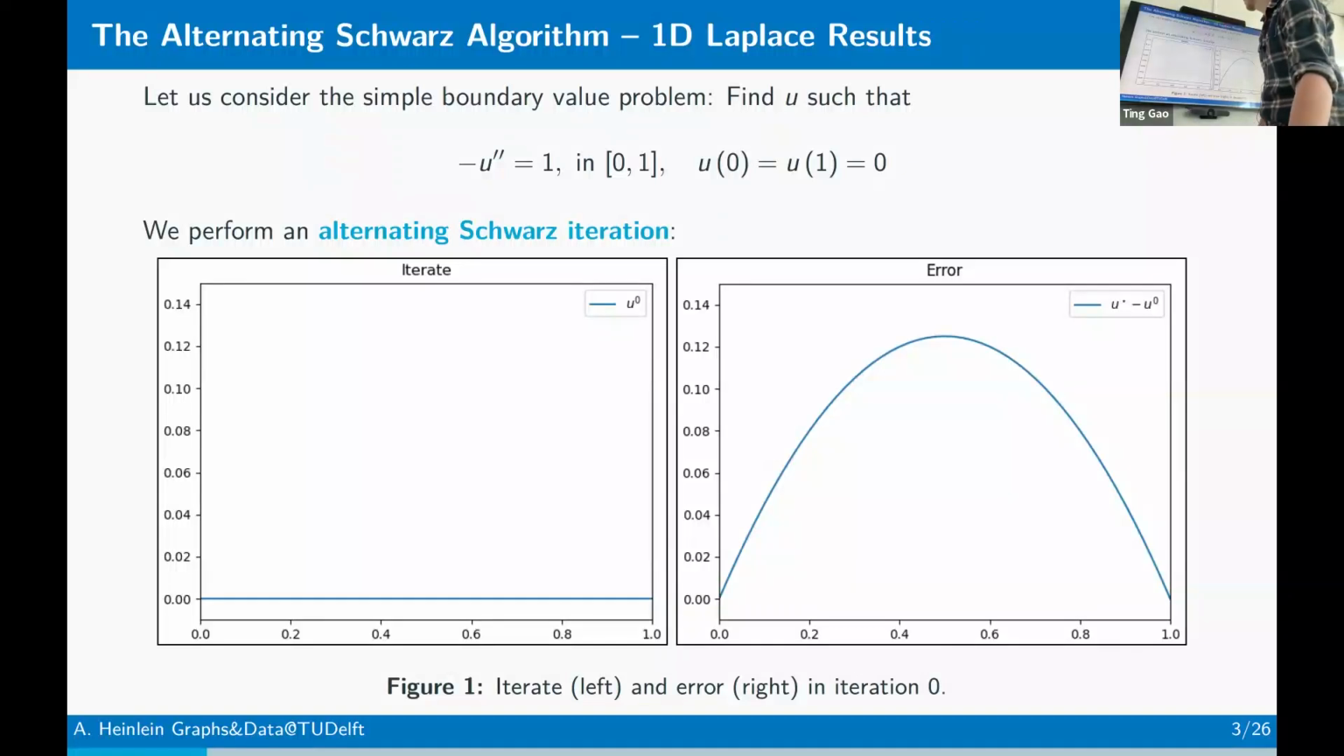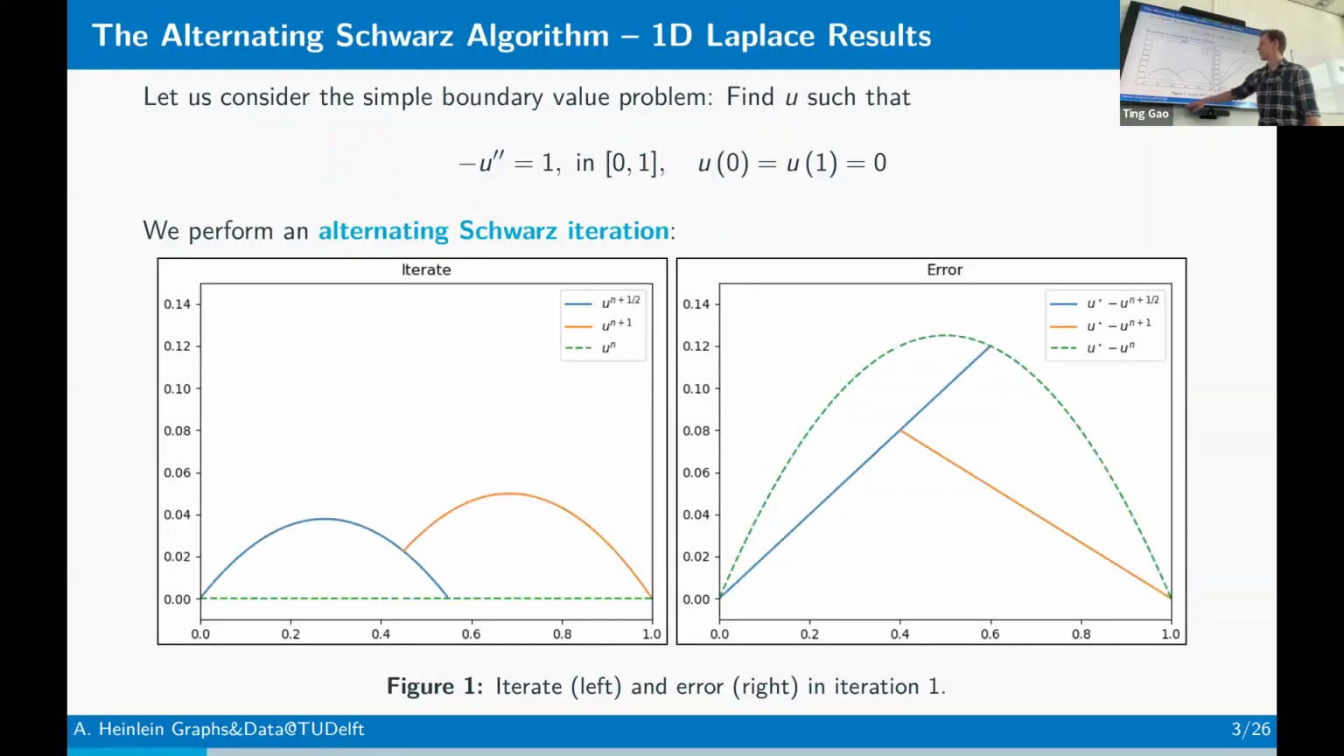And then I do one iteration of this algorithm. So first I solve on this subdomain. I took my initial guess as boundary conditions. So this was the solution on the first domain. And then I take the solution here as boundary condition to solve on the other domain. Okay, so this is what happens after one iteration.